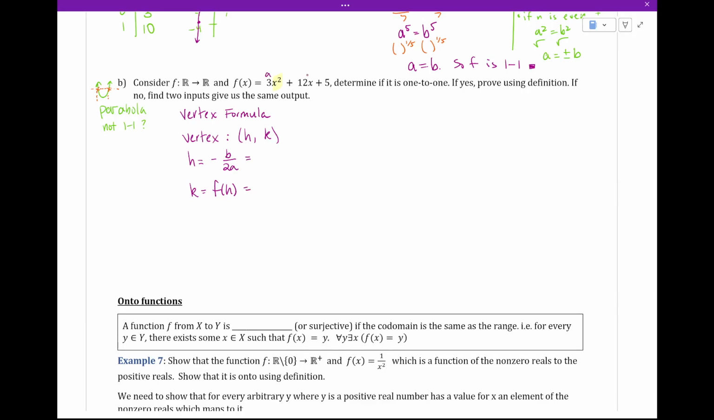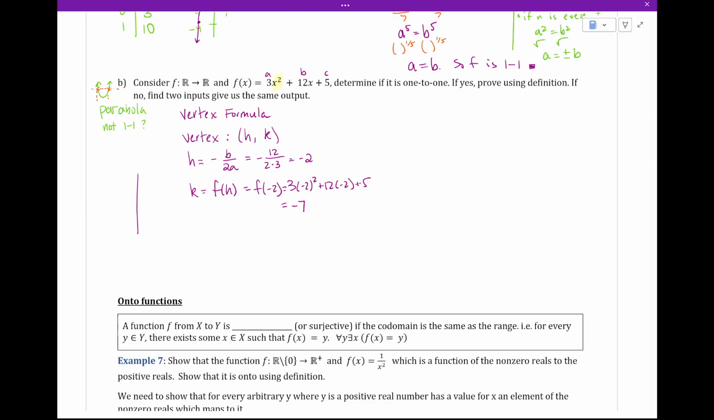Let's see, this is a, this is b, and this is c. Negative b over 2a is negative 12 over 2 times 3, which is negative 12 over 6, negative 2. And f of negative 2 is 3 times negative 2 squared plus 12 times negative 2 plus 5. Try your calculator for this one, or maybe you're just really good at mental math. I get negative 7. So now I'm ready to try to graph this.